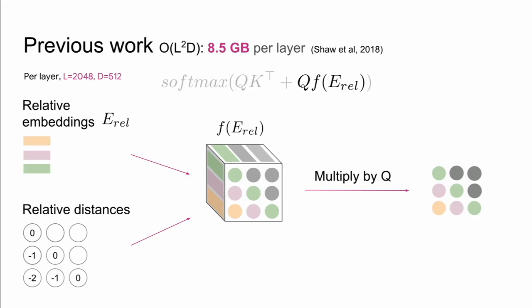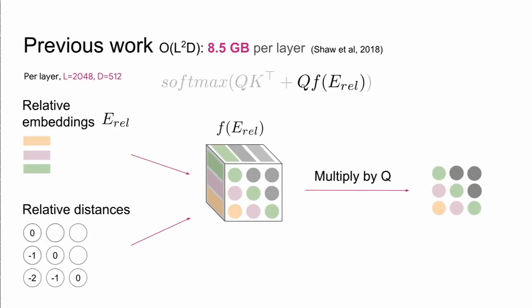And why is this the case? It's because for every pair, you compute what the relative distance is, and then you look up an embedding that corresponds to that distance. So for this length by length, L by L matrix, you need to collect embeddings for each of the positions, and that's depth D. So that gives us the 3D tensor.